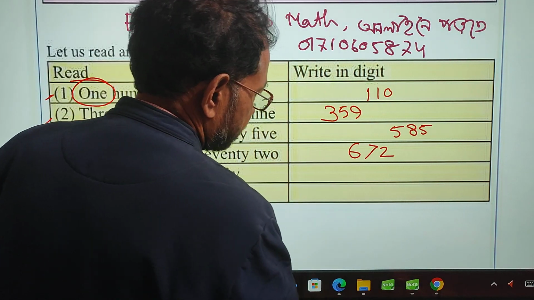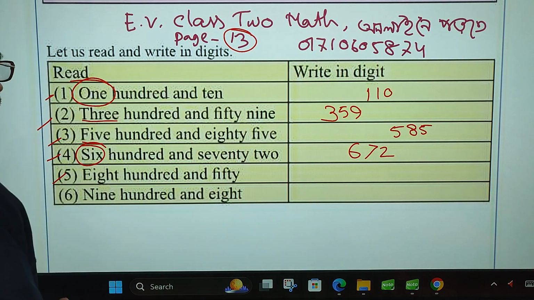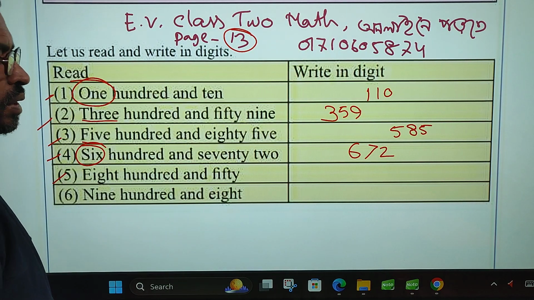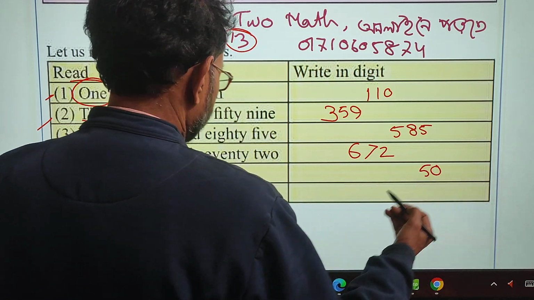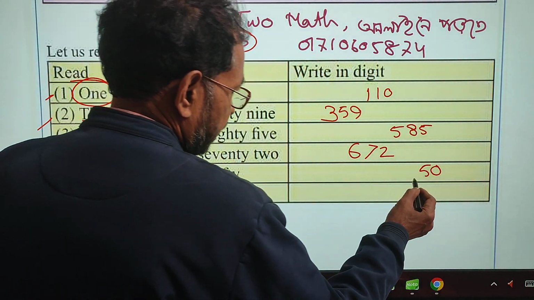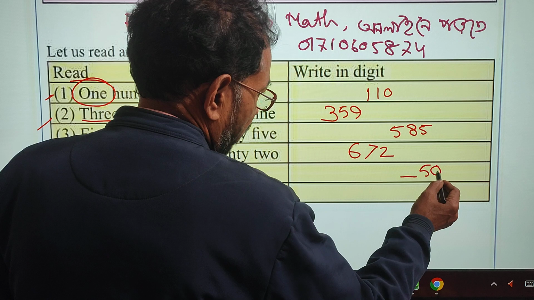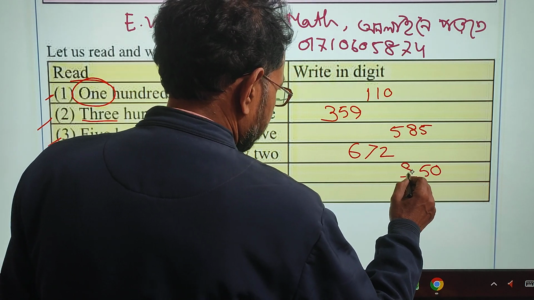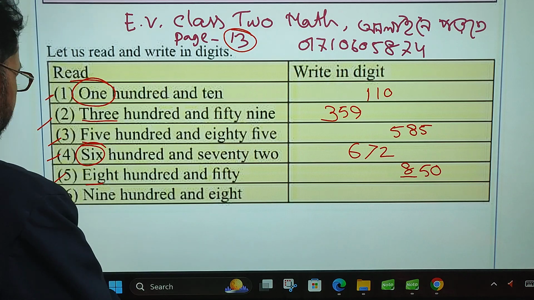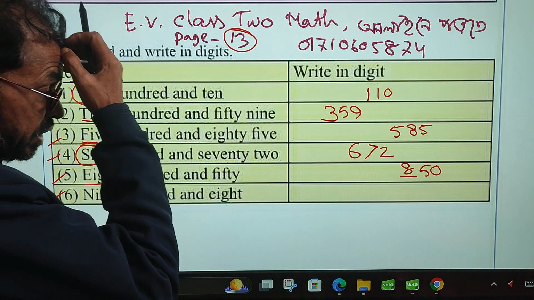Right here 6. Okay. Number 5, 850. First you have to write 50 at the last. 50. How many hundred? 800. It is the place of 100. Ones, tens, and 100. How many hundred? 8. Okay. Number 6, 980.